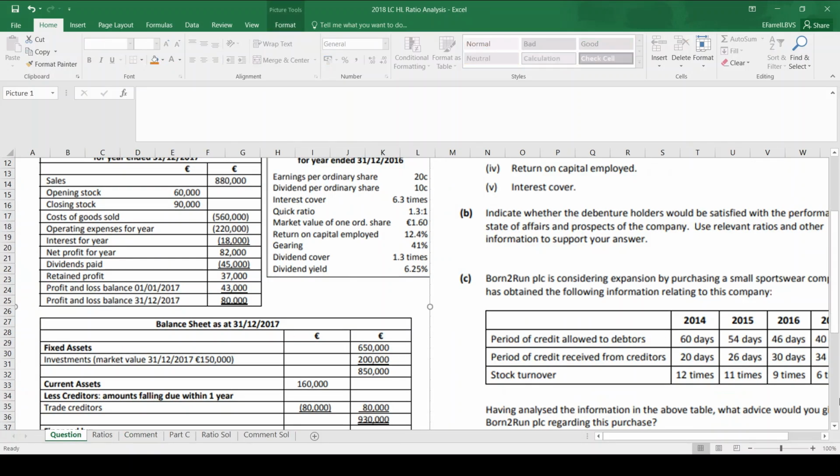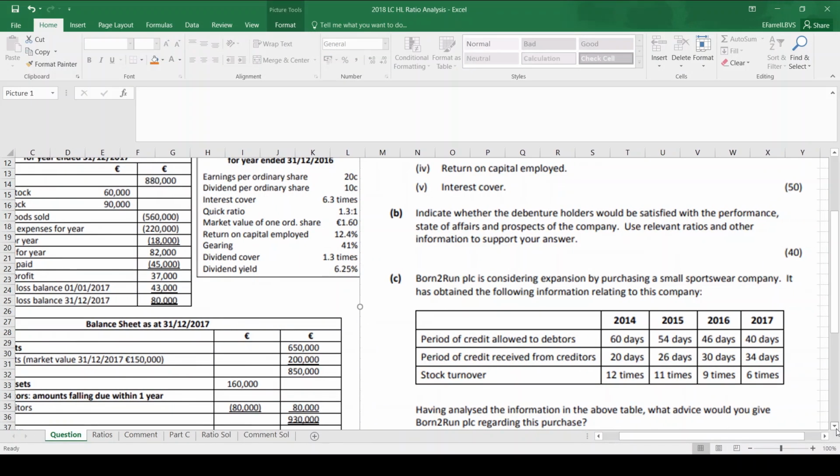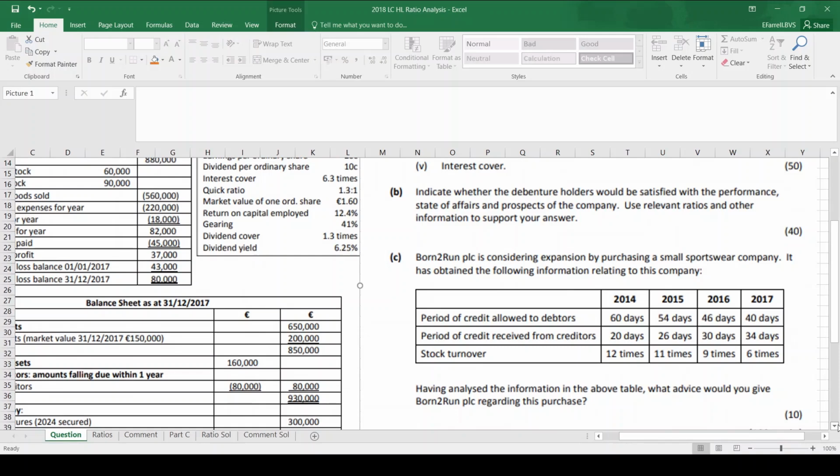Part C of the question. So sometimes part C is a little bit of theory. Sometimes it's kind of more working on figures or ratios. So here it says, Born to Run PLC is considering an expansion by purchasing a small sportswear company. It has obtained the following information relating to that company. So the period of credit allowed to debtors. So this is the amount of days that they allow people that they sell stuff to, to pay them. So it goes from 60 to 40, which is good. It's gone down. The period of credit received from creditors.